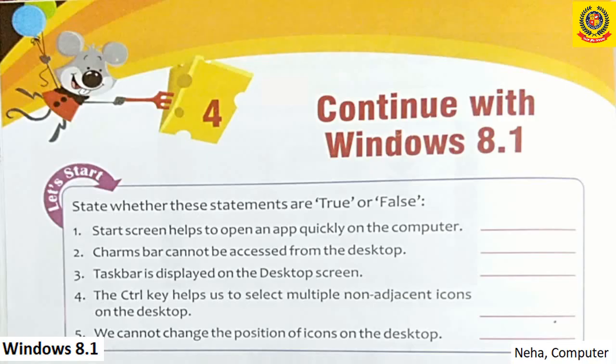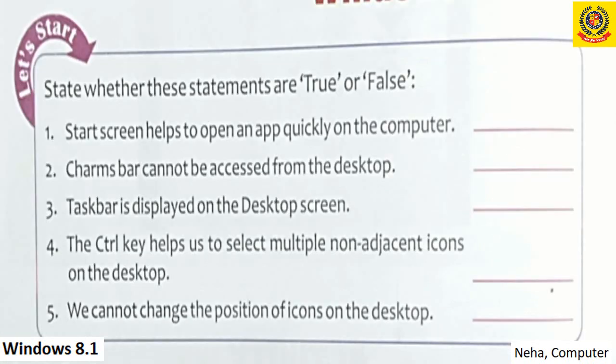Now here, let's revise a few of the questions from the previous chapter. So here we have to state whether the sentence is true or false. The first one is: start screen helps to open an app quickly on the computer. It is true. There are many tiles present on the start screen. Whenever we click on one, we can quickly open it.